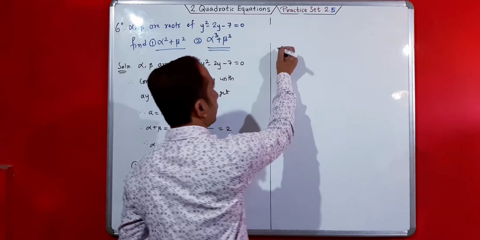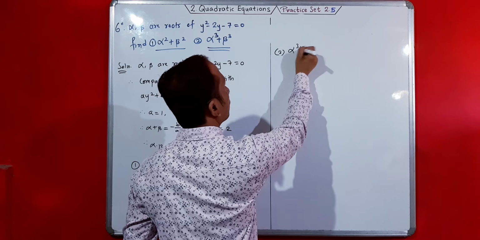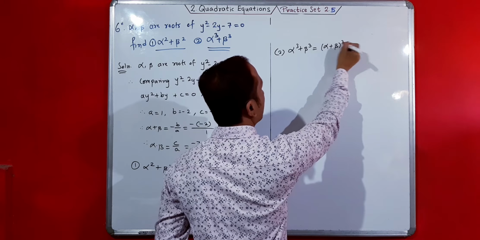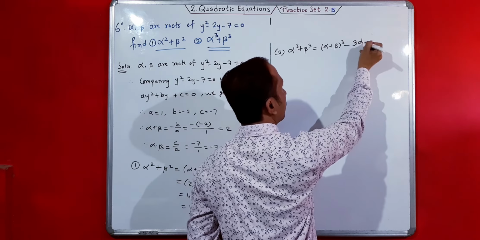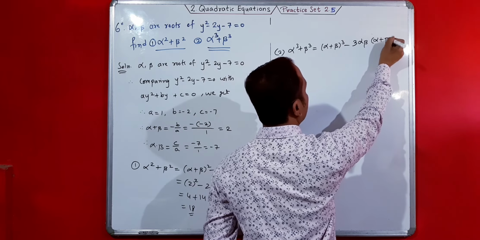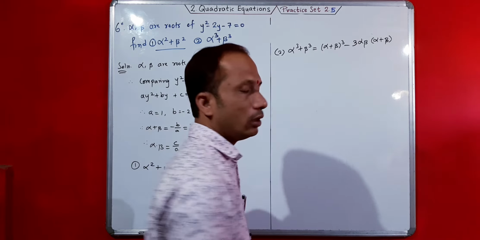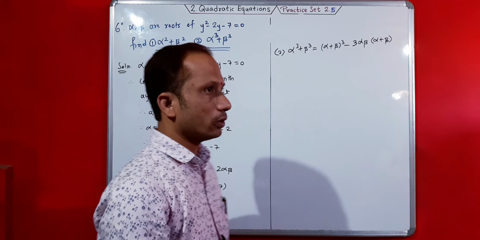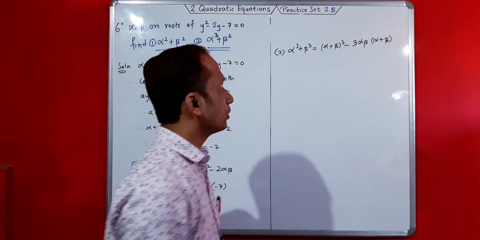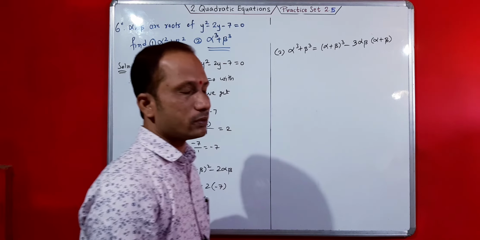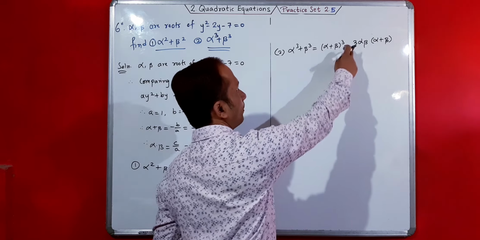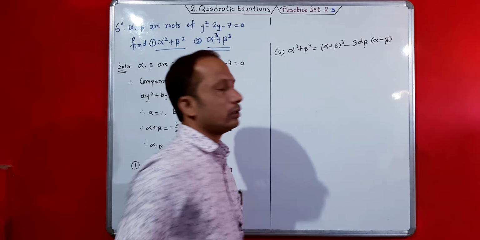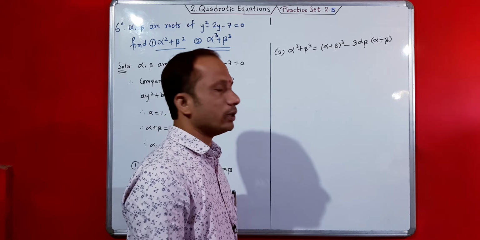Come to the second, alpha cube plus beta cube. It is alpha plus beta cube, minus 3 alpha into beta, alpha plus beta. You can use this formula also: a cube plus b cube. After expanding, you'll get plus 3 alpha plus beta in the bracket, and then minus 3 alpha beta times alpha plus beta will cancel.